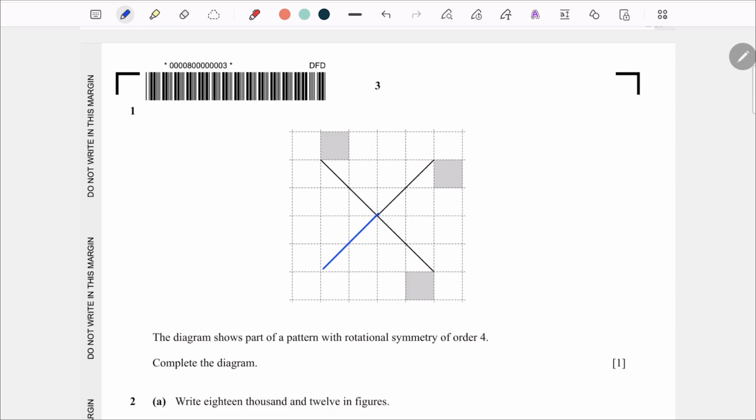Then if we look at the pattern, for one straight line, this box is appearing above the line, this box is appearing below the line. So we'll follow the same pattern on this other straight line as well. If the first box is below the line, the other box will be above the line.